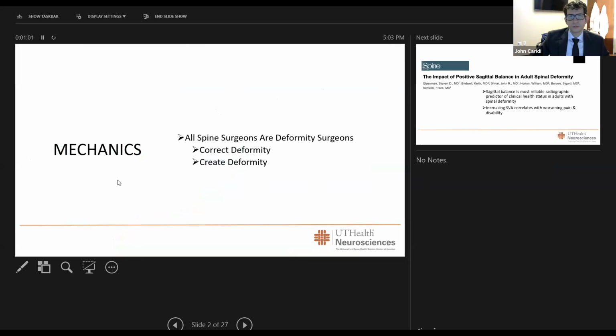I'm not sure who originally said this. There's a lot of different people who are credited with it, but all spine surgeons are deformity surgeons. Either you're correcting the deformity or you're creating the deformity. And the goal is to not be the guy who is creating the deformity and to try and maintain a normal alignment when you're putting in your instrumentation and fusing these patients.